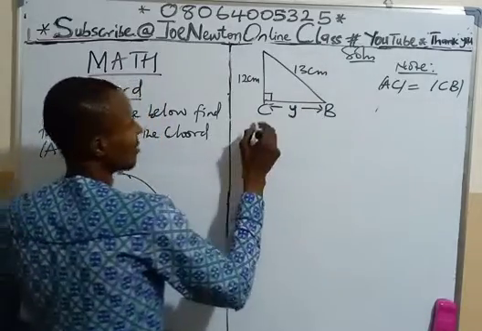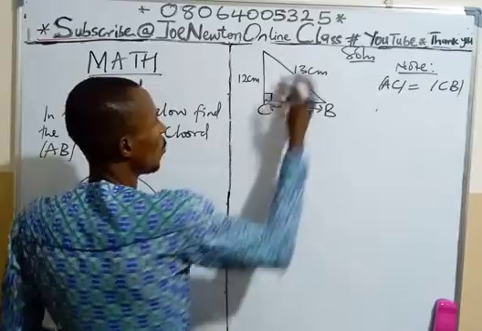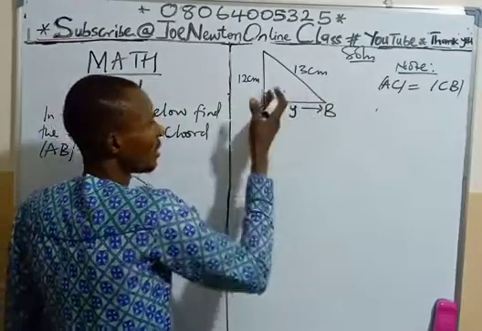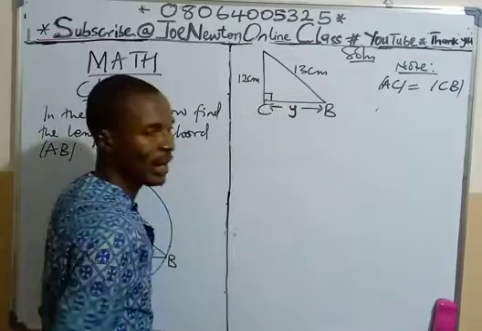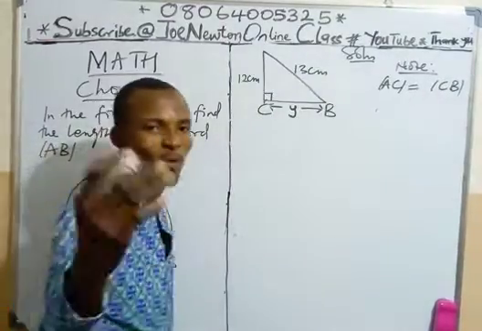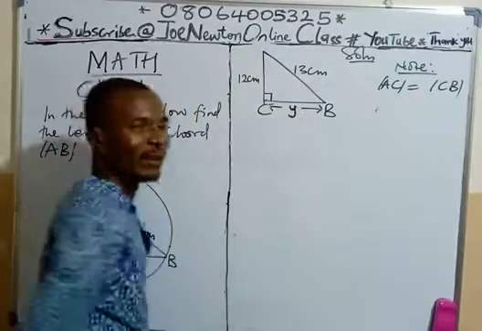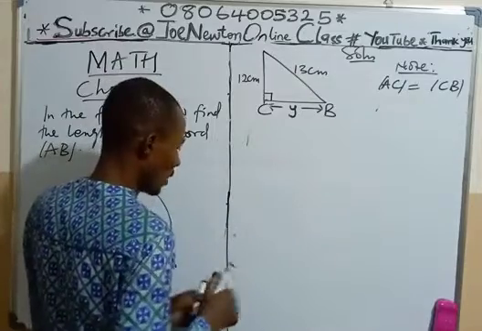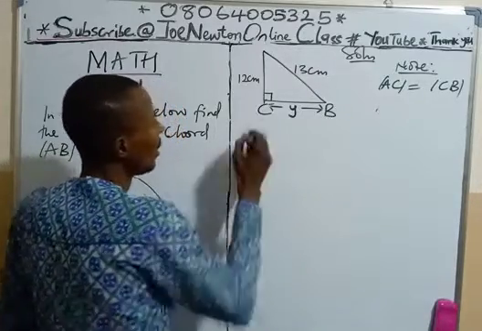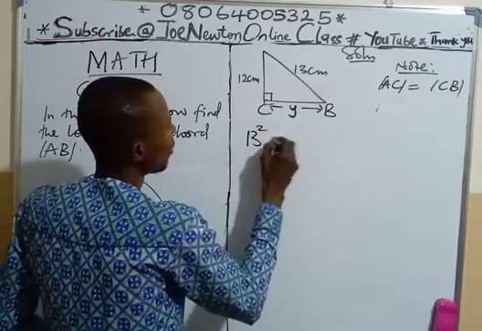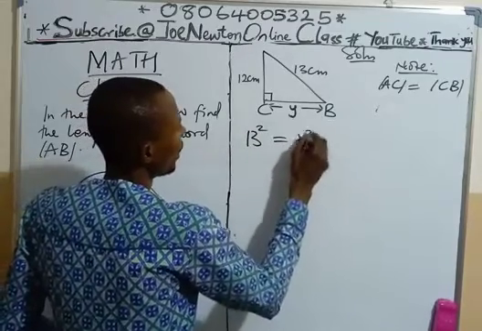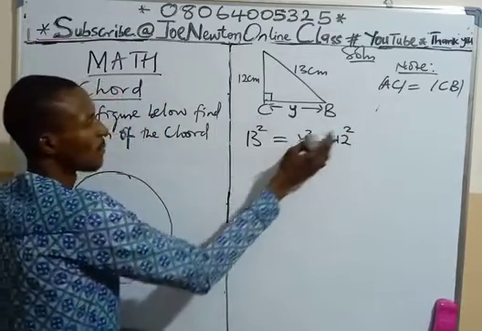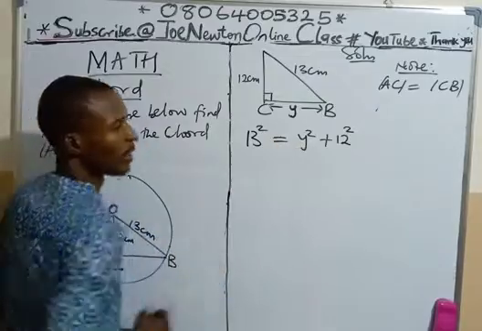Then using Pythagoras theorem, quickly, because this is a right angle triangle. This is our hypotenuse facing the right angle. Then these are the other two sides. And it says that the square of the hypotenuse is equal to the sum of the squares of the other two sides in a right angled triangle. So based on that theorem, we now have that 13 squared is equal to y squared plus 12 squared, which is according to Pythagoras theorem.